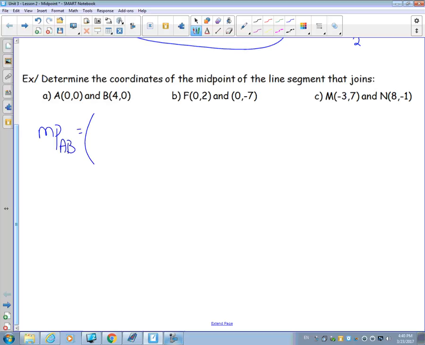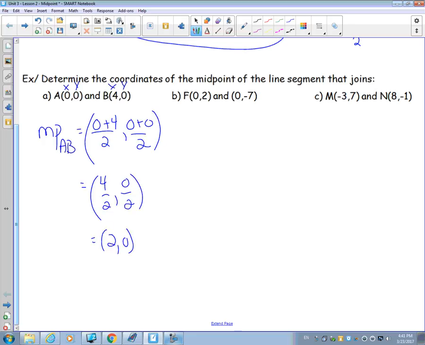Big bracket because of the point, and add up my x's, so x and x, divided by 2. Take my y's, 0 plus 0, divided by 2. We're going to do each part separately. So we've got 4 over 2 and 0 over 2, or in other words, 2, 0. We can try the next one, the midpoint of FG.